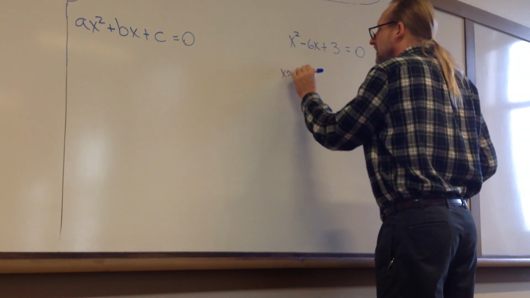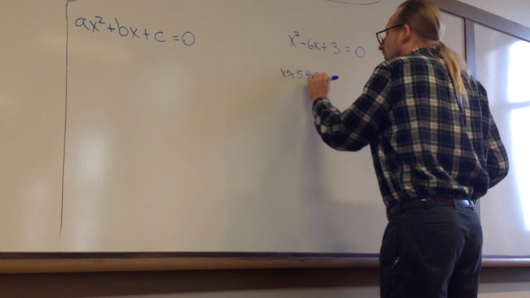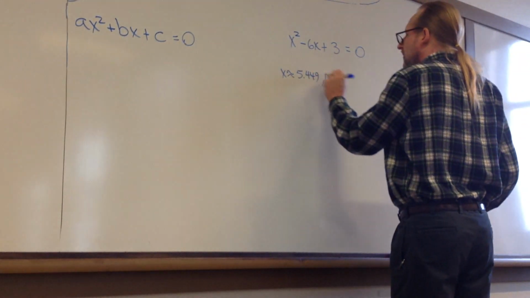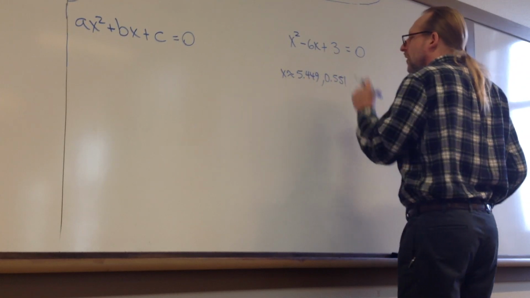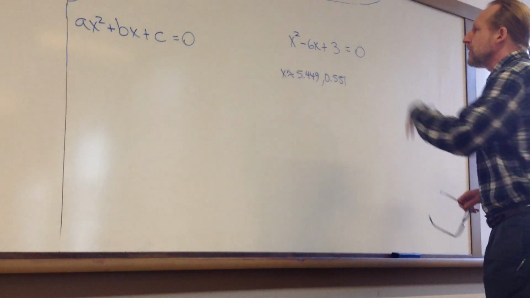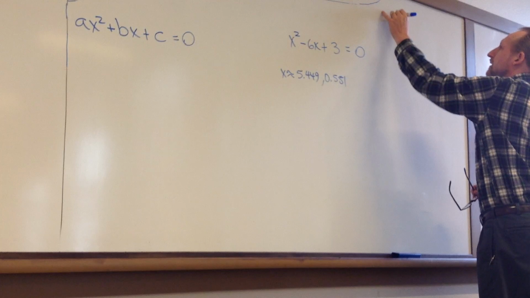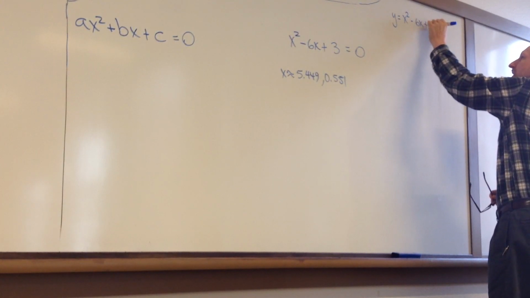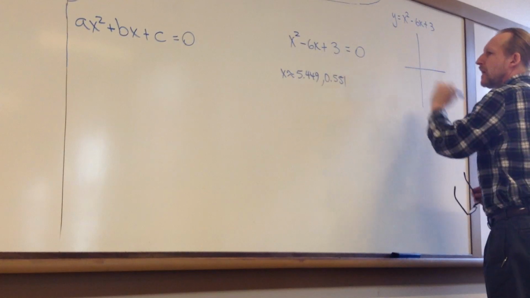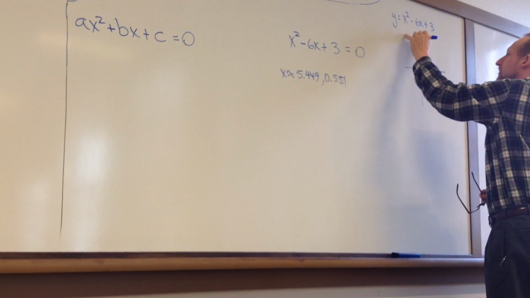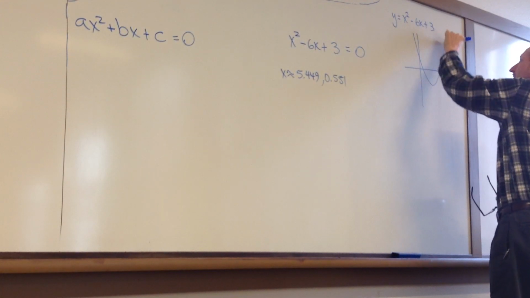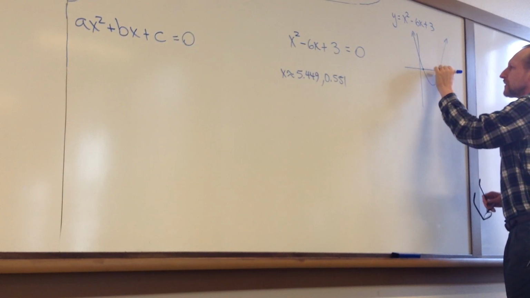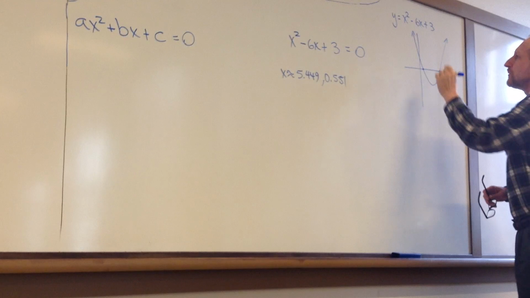X is approximately equal to 5.449 and 0.551. And if we graph this as a parabola, let's say y equals x squared minus 6x plus 3, it'll look something like this. And these two x-intercepts are the roots.